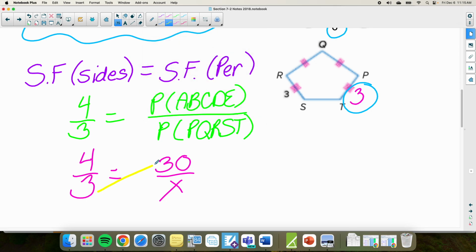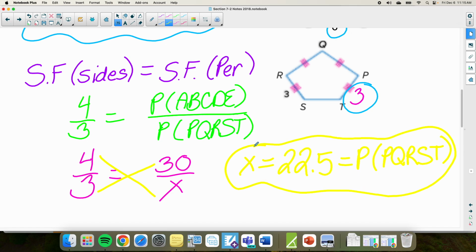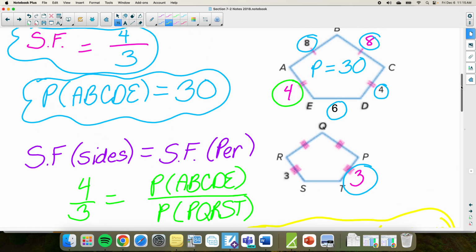So what we're gonna do now is just go ahead and solve that. I'm gonna multiply these, which is 90, divide it by 4, which would be 22.5. That is going to be the perimeter of PQRST. But like I said, if you had rather done proportions to find these sides, and then add them together, you could have done it that way too.